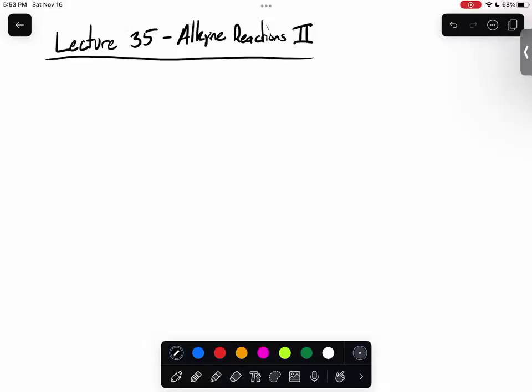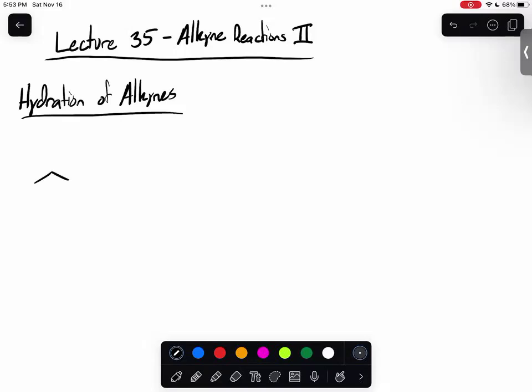Hello, everyone. Welcome back. Today, we're going to be talking again about alkyne reactions. But this time, we're going to be talking about hydration primarily. Because when we look at hydration of alkynes, it's a little different from what we saw in alkenes, right? So let's think about our classic alkene hydration.